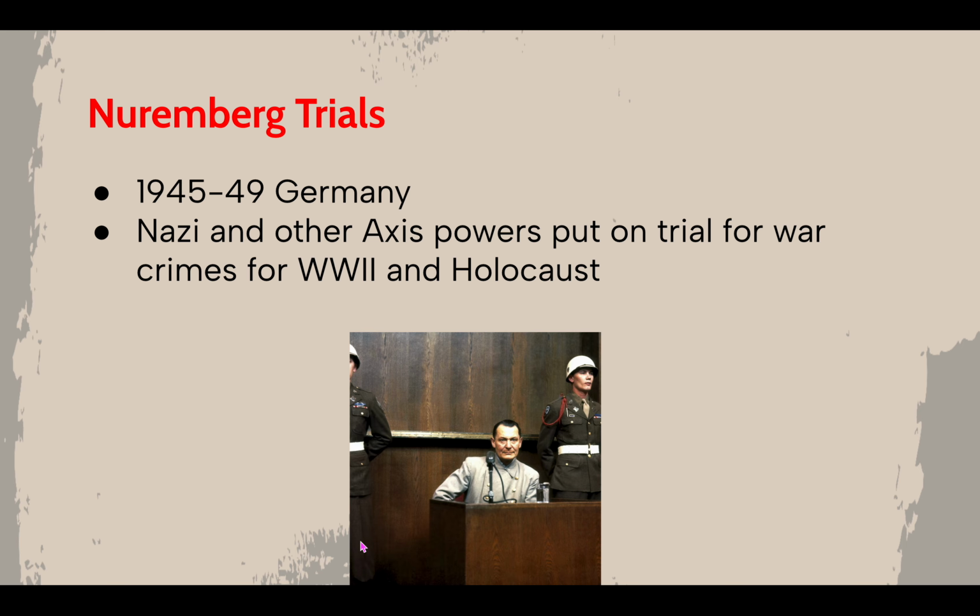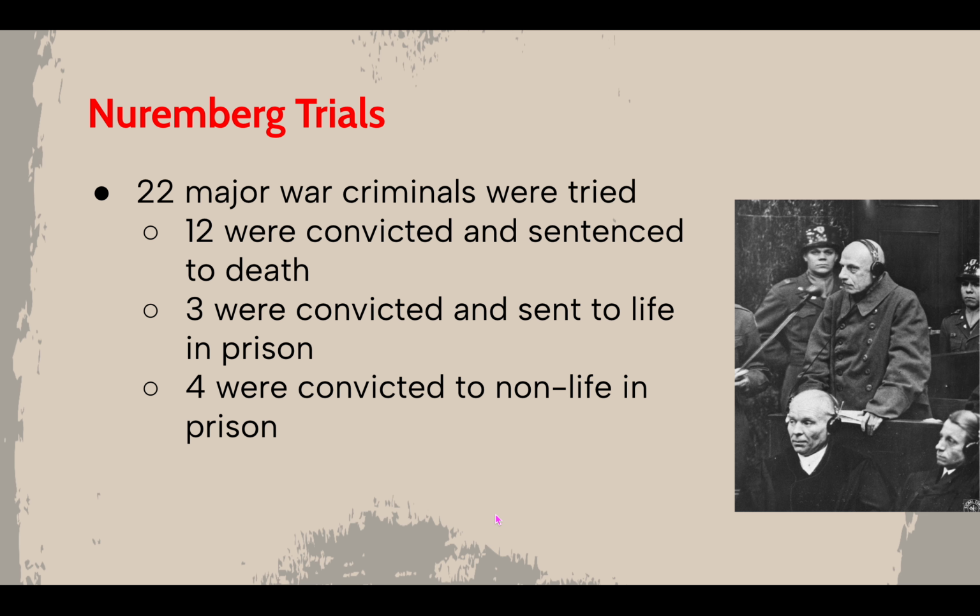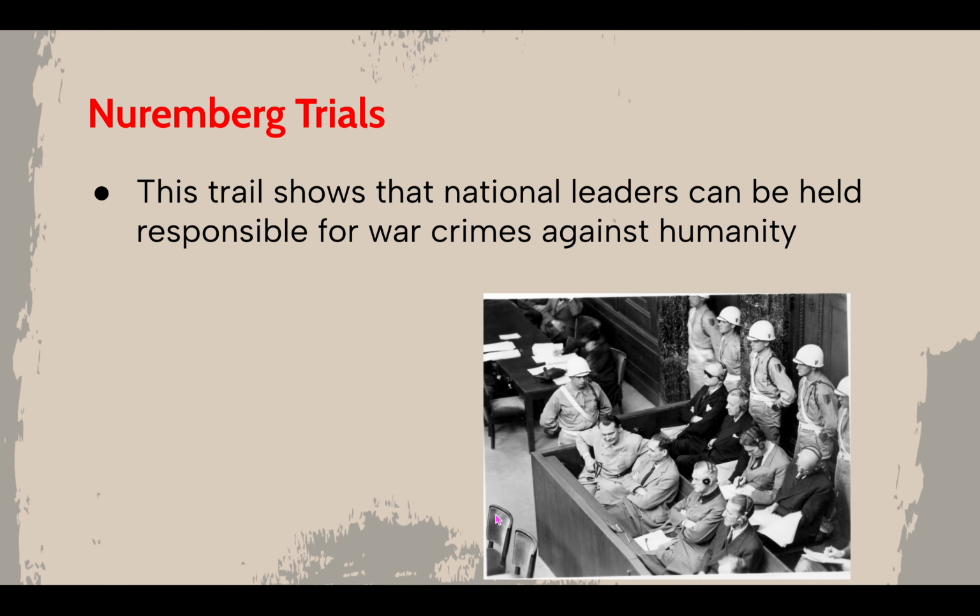So the Nuremberg trials. Those were from 1945 until 1949, held in Nuremberg, Germany. Nazis and other Axis powers were put on trial for war crimes for World War II and the Holocaust. 22 major war criminals were tried. 12 were convicted and sentenced to death. 3 were convicted and sent to prison, and 4 were convicted to non-life in prison. So this trial shows that national leaders can be held responsible for war crimes against humanity.